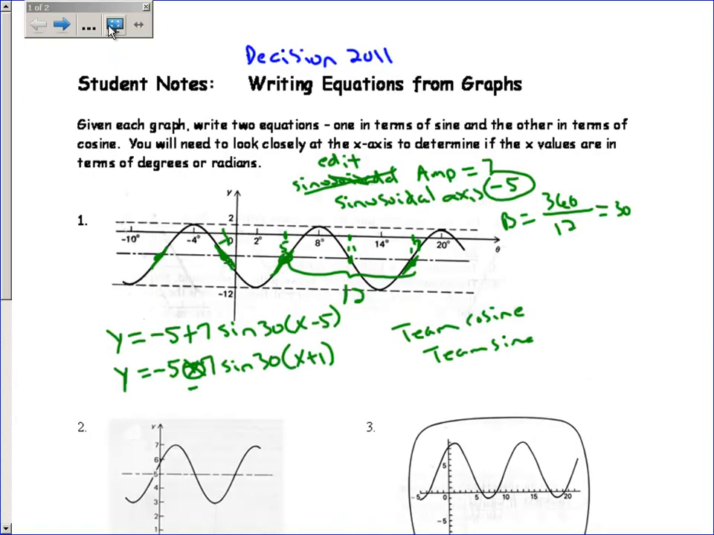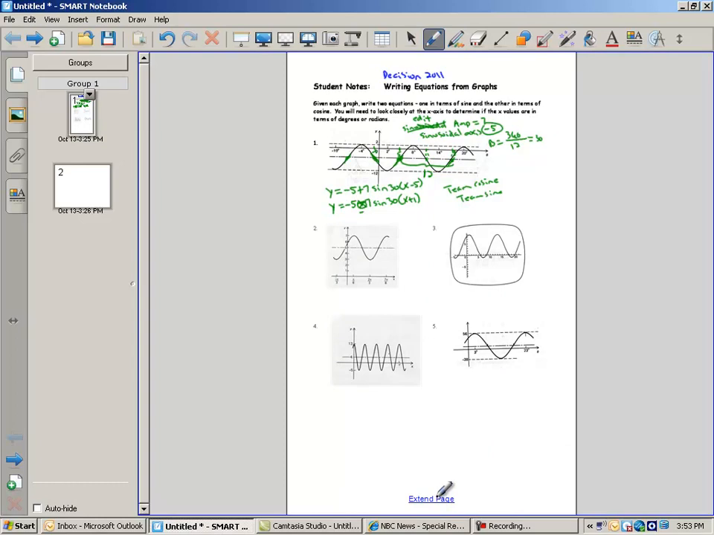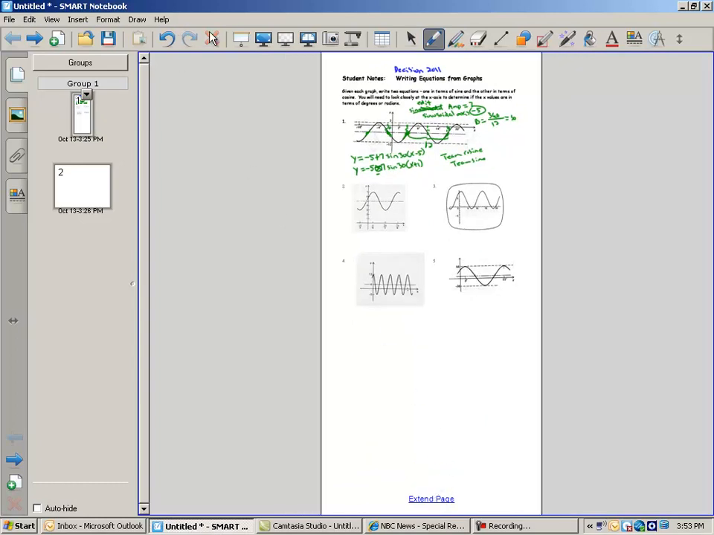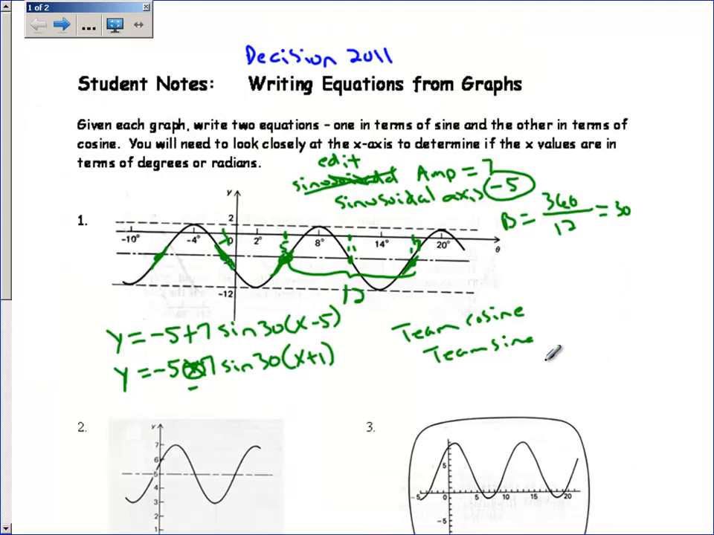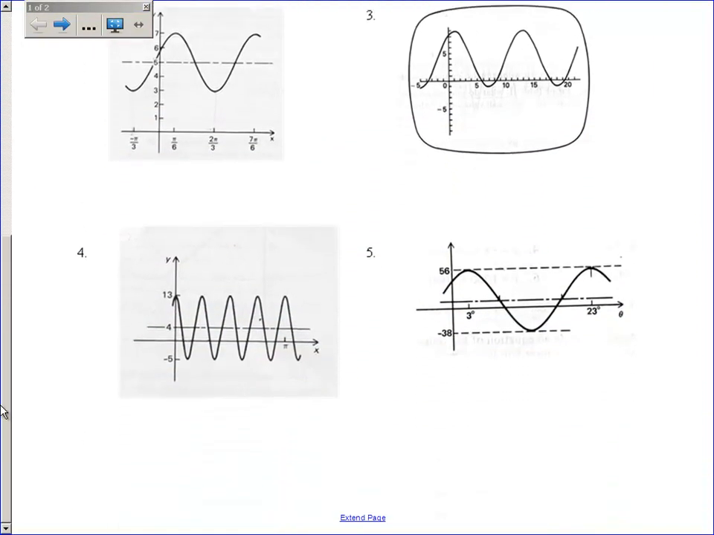Okay, so let's get here and let's look at this. I can't scroll. There. Sorry about the scroll bar here.